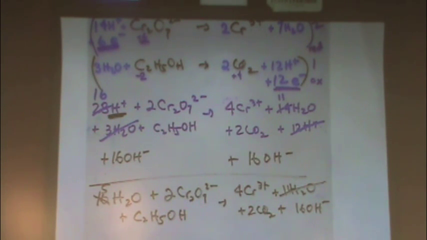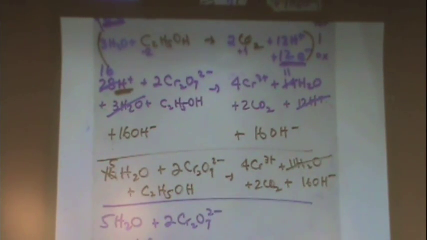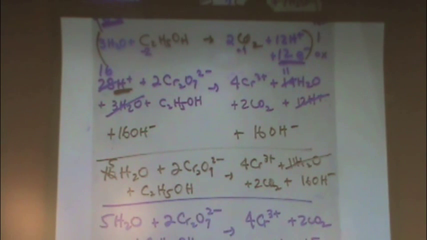And it looks like I can fill in the blanks now. 5 waters plus 2 Cr2O7 2-, plus C2H5OH goes to 4 Cr3+ ions, plus 2 carbon dioxides, plus 16 OH-. There's my final answer in basic solution.